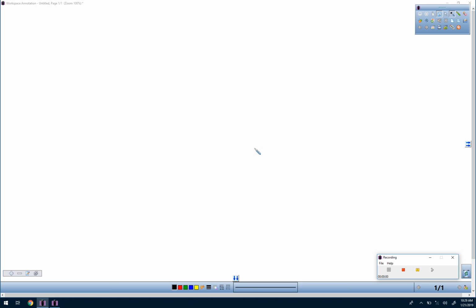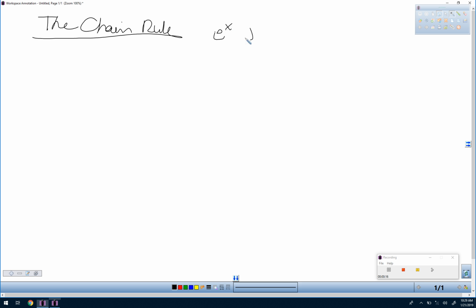Alright guys, for today's lesson we're going to continue our discussion of the chain rule, but we're going to now expand it to the realms of derivatives of exponentials, so e to the x, and logarithms, so ln of x. So just to reiterate guys, the derivative of e to the x is just e to the x, and the derivative of ln of x is just 1 over x.